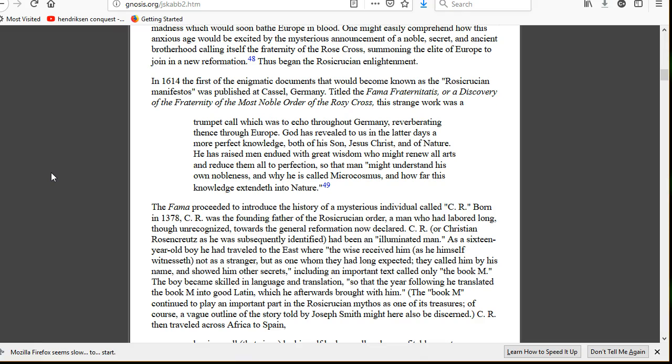Europe. God has revealed to us in the latter days a more perfect knowledge, both of His Son Jesus Christ and of nature. He has raised men endued with great wisdom, who might renew all arts and reduce them all to perfection, so that man "might understand his own nobleness, and why he is called microcosmos, and how far this knowledge extendeth into nature."